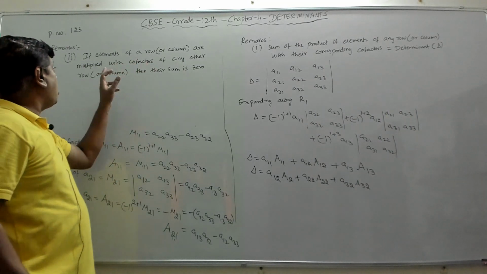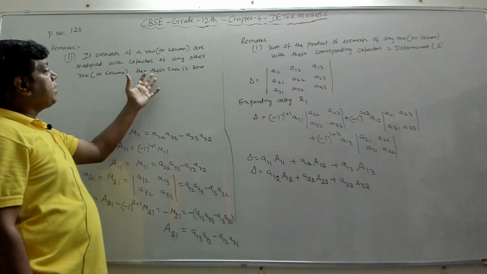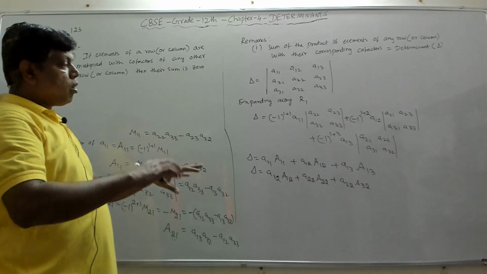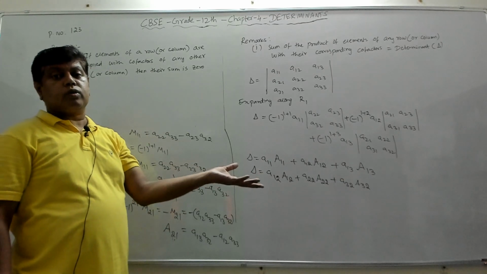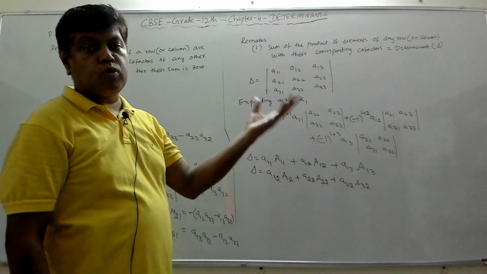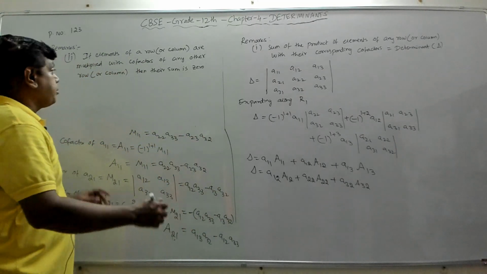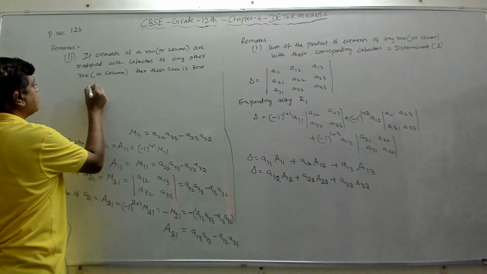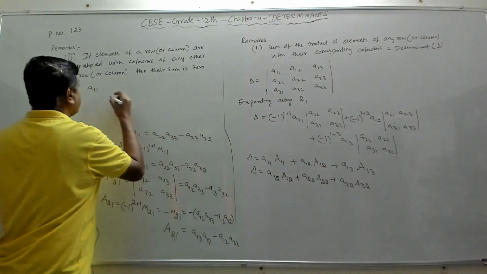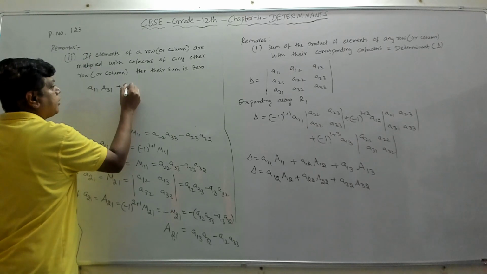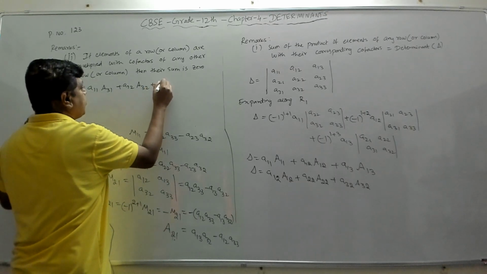If elements of a row or column are multiplied with cofactors of any other row or column, then their sum is 0. Which means the sum of the product of the elements of a row or a column with some other row's cofactors or some other column's cofactors will be equal to 0. Suppose I take the first row A11, and the cofactor of some other row, say the third row, that is A31, then plus A12 into A32, plus A13 into A33.